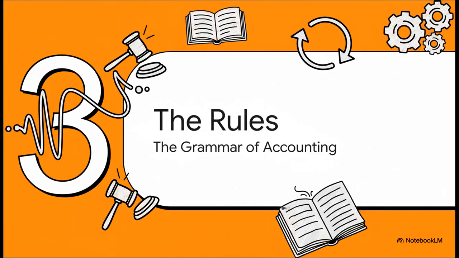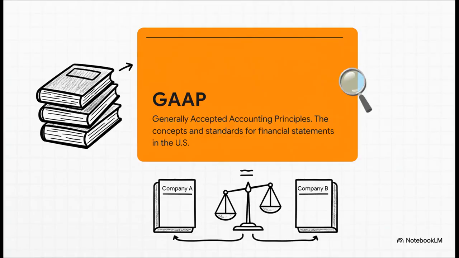So, we have our speakers. Now we need the rules. If accounting is a language, then you can think of accounting principles as its grammar. They're the structure that makes sure everyone is telling their financial story in a way that we can all understand. In the United States, the main rulebook is called GAAP. It stands for Generally Accepted Accounting Principles.